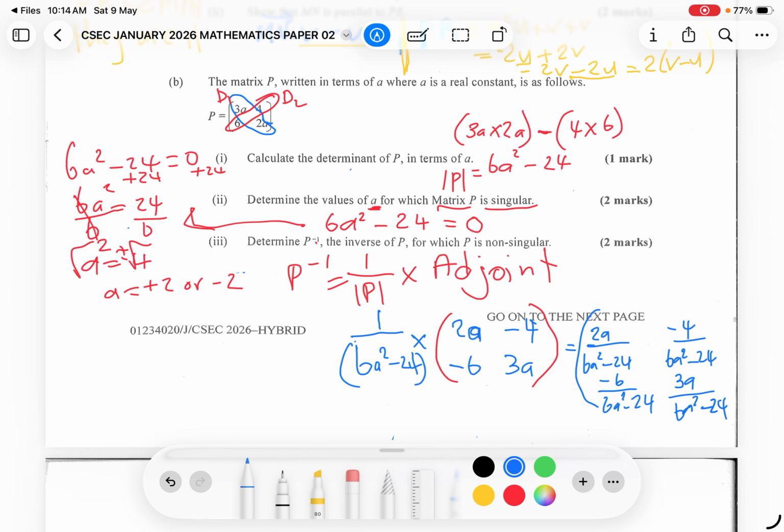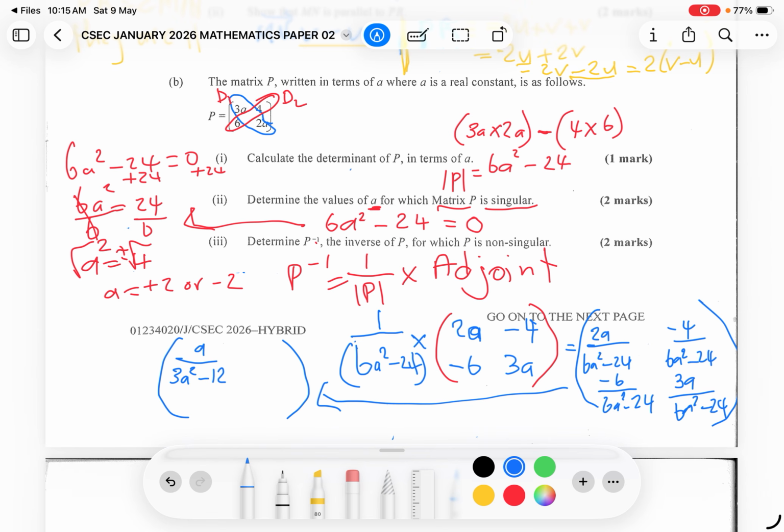Now, it is common for us to reduce the elements. If we have fractions, we write them in their simplest form. So I'm going to write the simplified version of this matrix right here. We can reduce the first one by 2. So this becomes a over 3a squared minus 12.